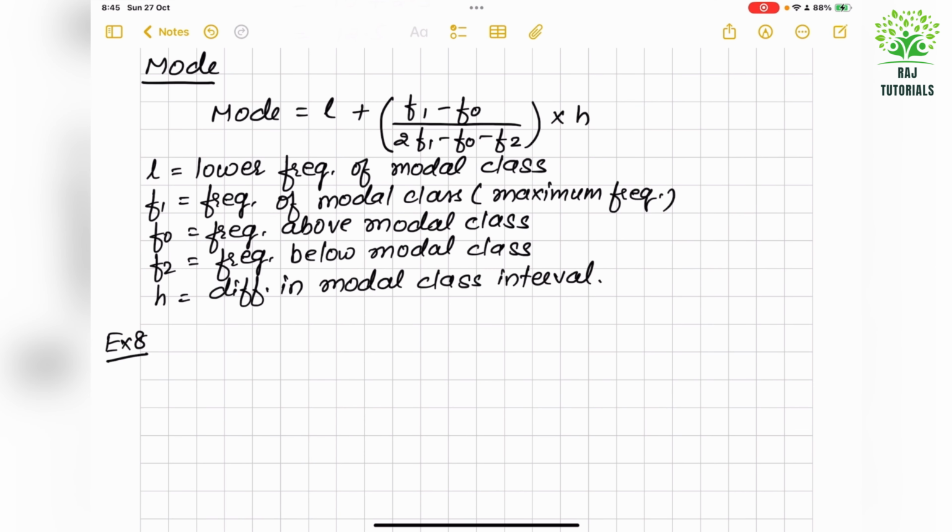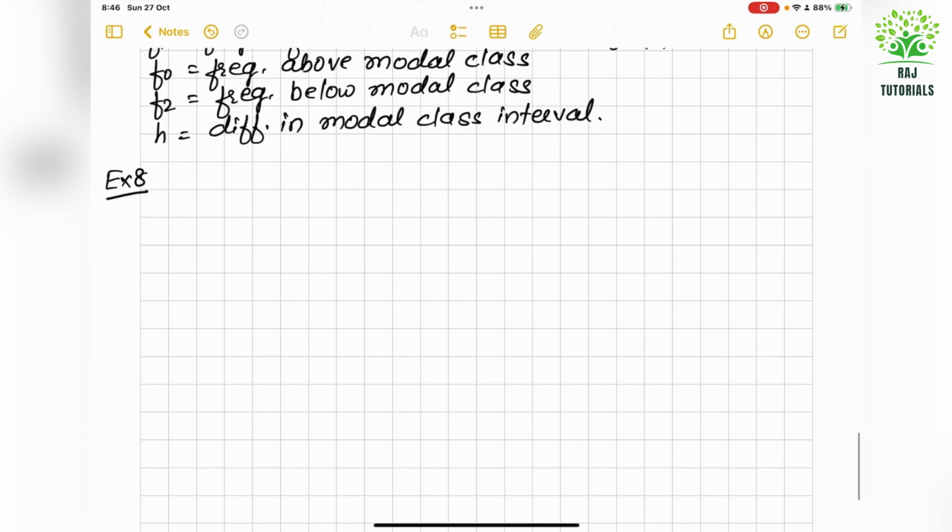Now next and the last topic of the introduction is mode. Mode formula is L plus F1 minus F0 upon 2 F1 minus F0 minus F2, into H, where L is the lower limit of modal class, F1 will be frequency of modal class, that means maximum frequency. F0 will be frequency above modal class, F2 will be frequency below modal class, H will be difference in modal class. So now let us take one example and understand mode.